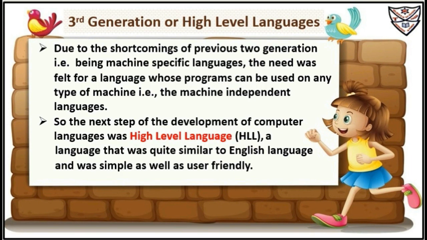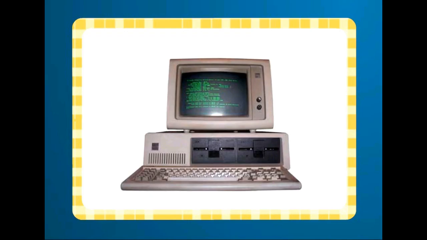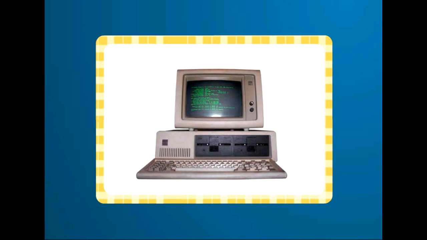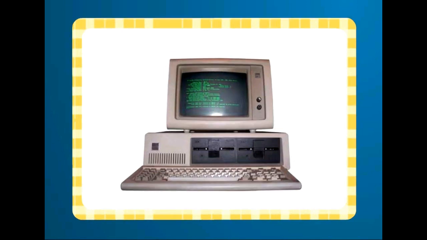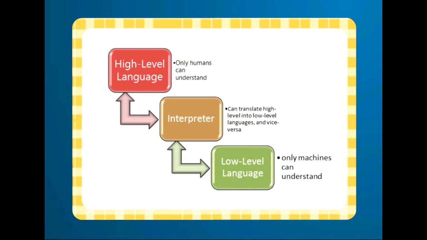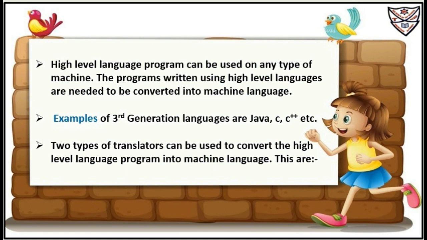Third generation or high level language. Due to the shortcomings of the previous two generations, that is being machine specific languages, the need was felt for a language whose programs can be used on any type of machine, that is, machine independent languages. So the next step in the development of computer languages was high level language, a language that was quite similar to the English language, simple and user friendly. High level language can be used on any type of machine.